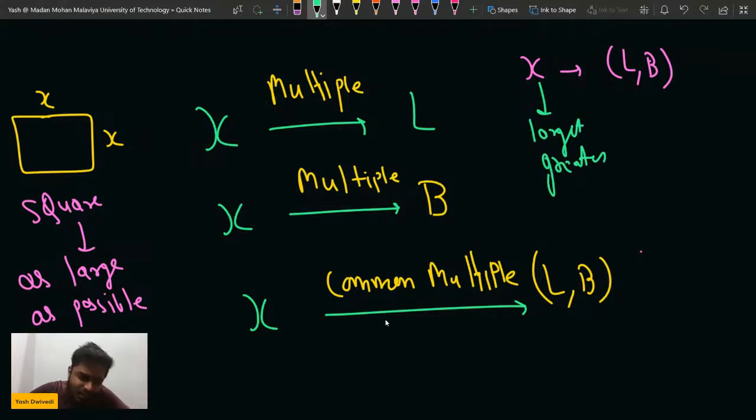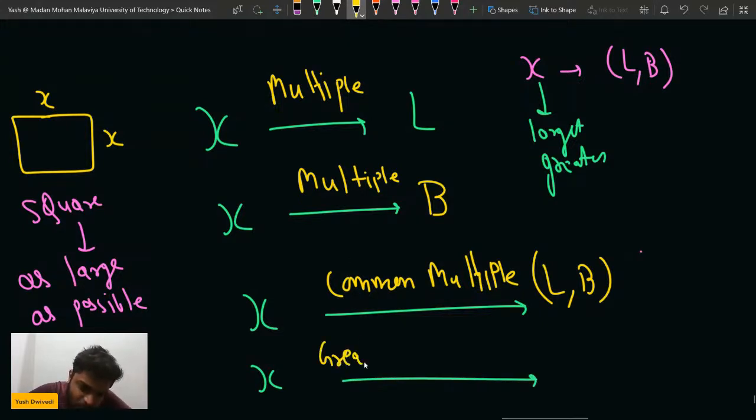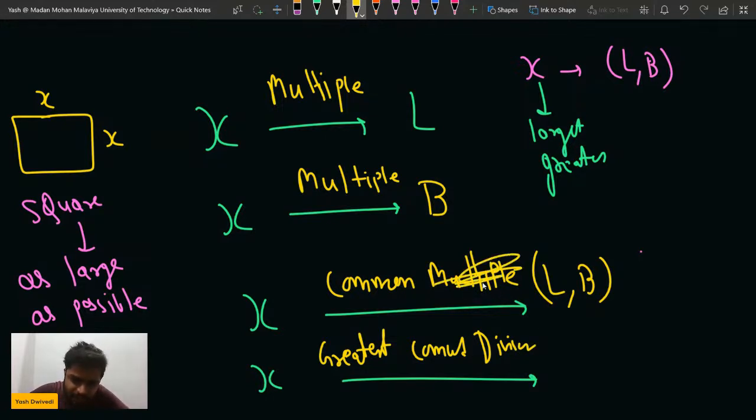So can I say that x has to be the greatest common divisor, okay? X has to be the greatest value. So it has to be the GCD, greatest common divisor. Common divisor, right? X has to be the greatest common divisor of L and B. Is that clear to everyone? Please write yes in the chat. Yeah, X has to be the GCD.